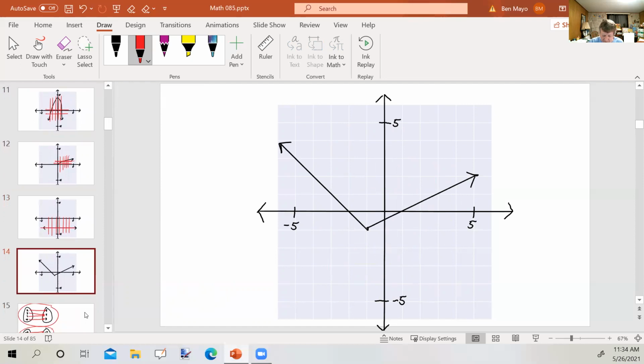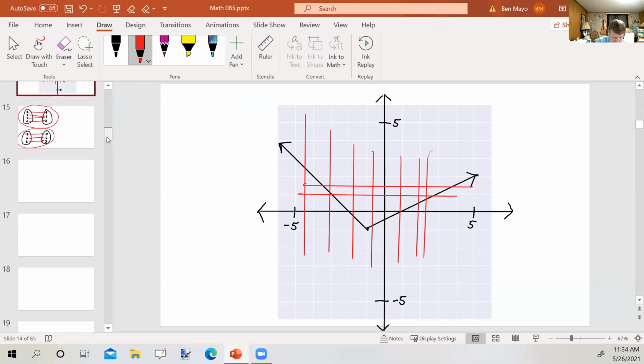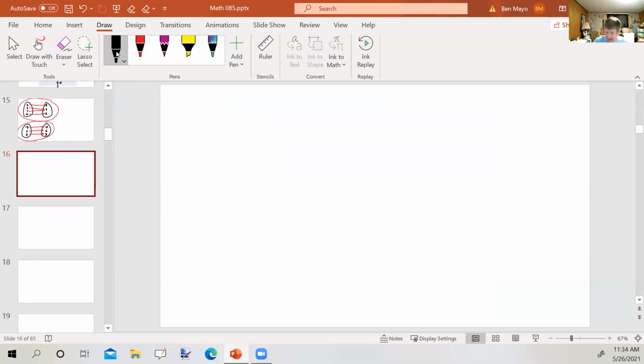This is a function, but it's not a one-to-one function. So for a function to be one-to-one, its graph must pass both a vertical line test and a horizontal line test.